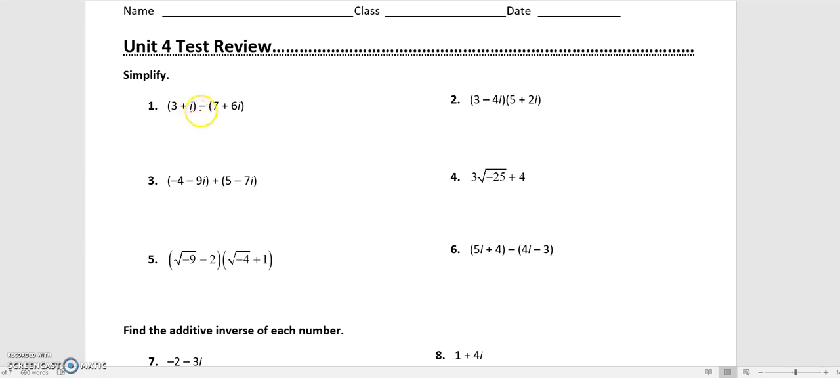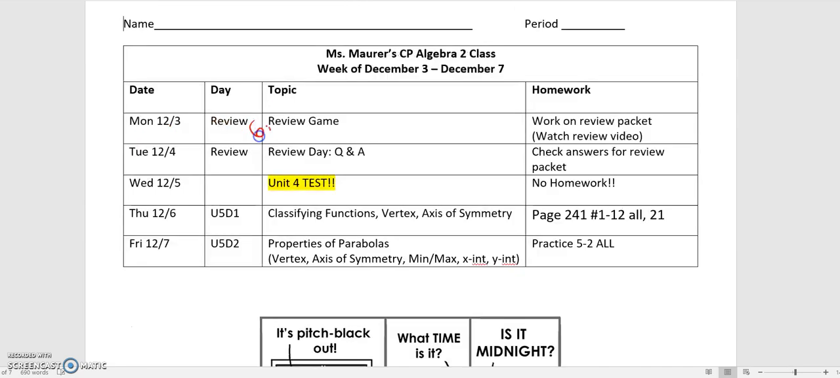You'll see that there are problems like this one where it has a minus versus a multiplication. Keep in mind that if it is a subtraction or addition type problem, you are just going to be combining like terms. So for example, this one, you're going to have your 3 plus i, you will be subtracting 7 and then subtracting a 6i.